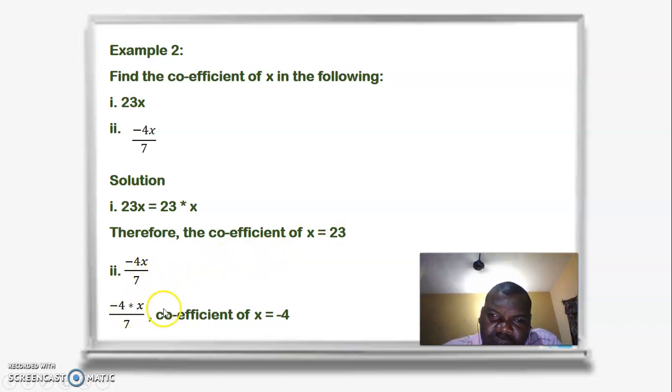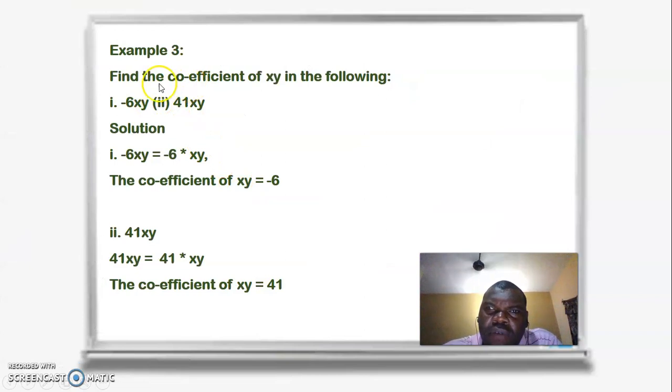Minus 4x over 7 is equal to minus 4 times x all over 7. Therefore, the coefficient of x is minus 4. This is so because minus 4 is directly multiplied to x. So the coefficient of x is equal to minus 4.